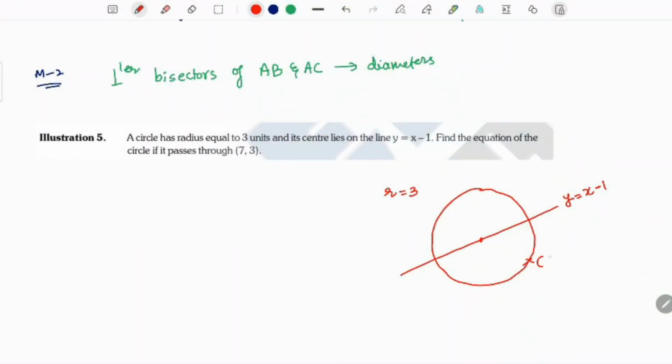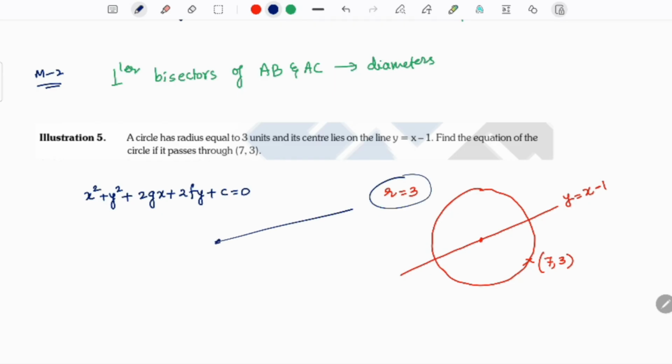All right. So again, we see 3 pieces of information. Generate 3 equations, solve them, we'll get the answer. Take the circle equation like this: x square plus y square plus 2gx plus 2fy plus c is equal to 0.